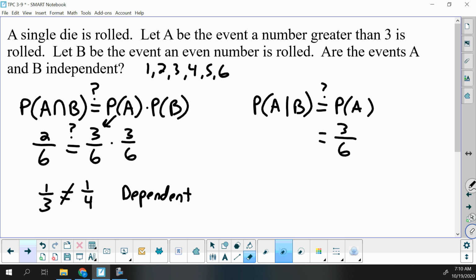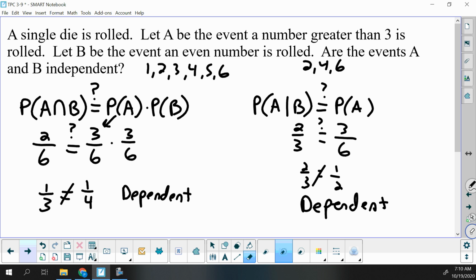So because an even number is rolled, we want our list that we're going to look at to be only the even numbers. Now we want to look at that and say, what is the probability of it being greater than 3? Well, of that list of 3 numbers, there's 2 of the 3. So then we want to see, are those two things equal? Well, this is 2/3. This is a half. Those are not equal. Therefore, that would also tell us this is dependent. So you can use either of those two options. We will tend to use the one on the left.